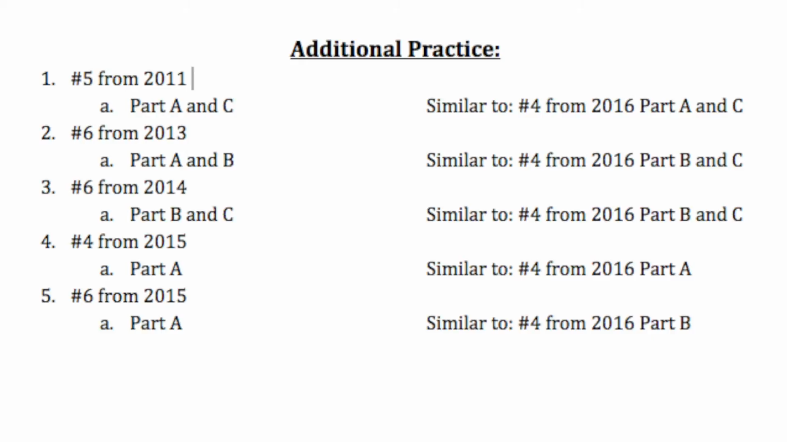The second one is number 6 from 2013, where Part A and B are pretty much the same as Part B and C from number 4, respectively. The third one is number 6 from 2014, where Parts B and C require the same calculations as Part B and C on number 4, but Part A from 2014 is slightly different yet mostly related. The fourth one is number 4 from 2015, where Part A would be good practice for the concept needed in Part A from 2016. Finally, the fifth one is number 6 from 2015, where Part A is similar to Part B from 2016. I'll link all of these resources in the description below and on this screen.